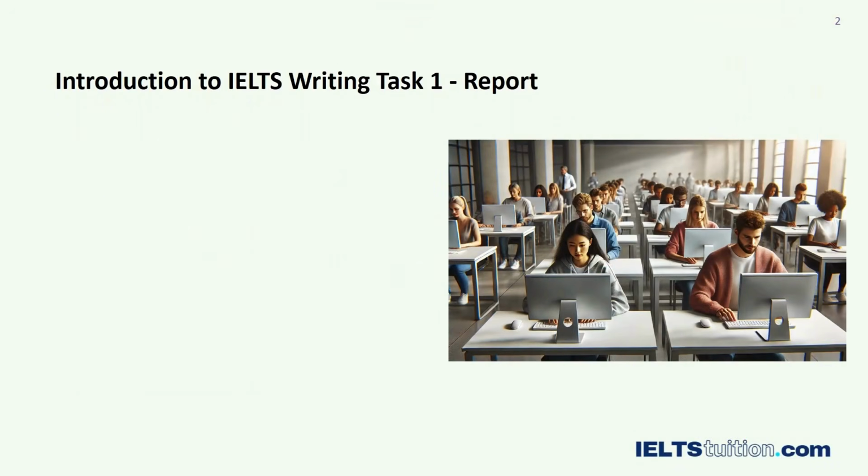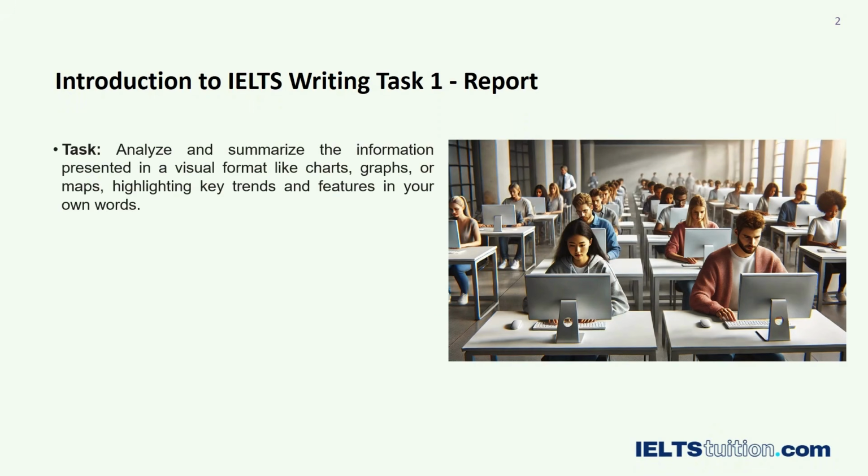Welcome to our overview of the IELTS Writing Task 1 report. In this section, your task is to write a report by analyzing and summarizing information presented visually, such as in charts, graphs, tables, or maps. It's essential to highlight the key trends and features, articulating these observations clearly in your own words.